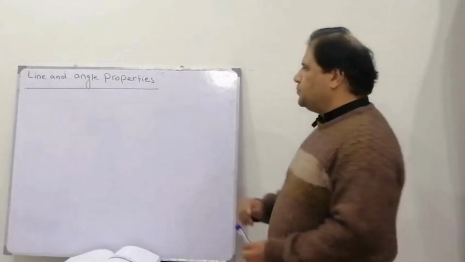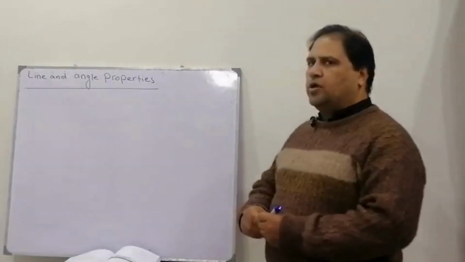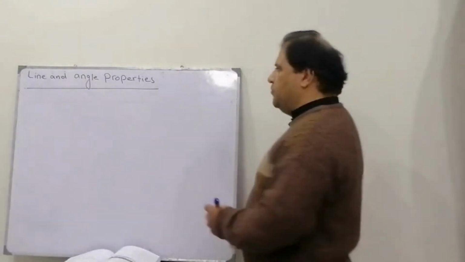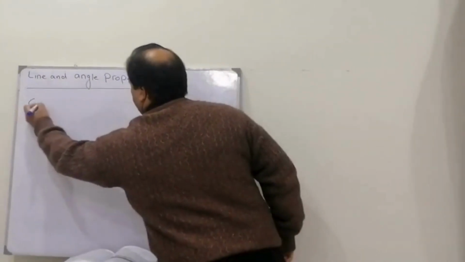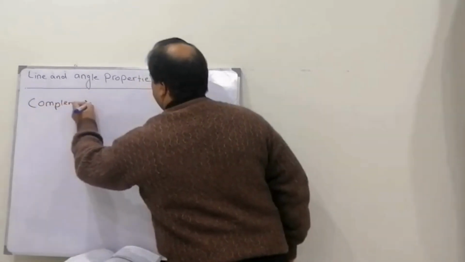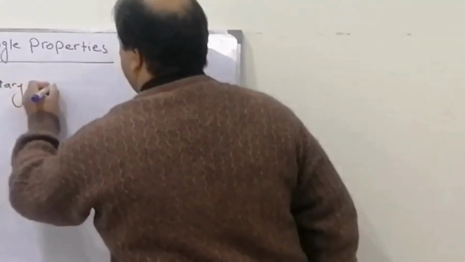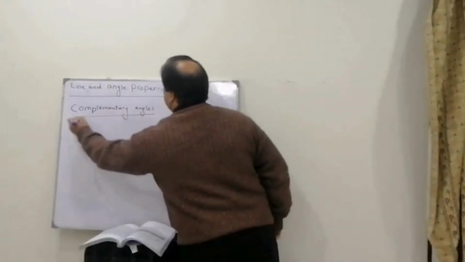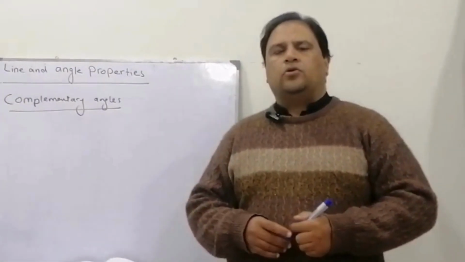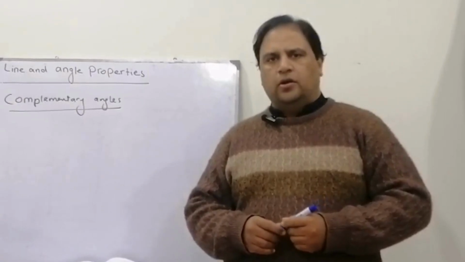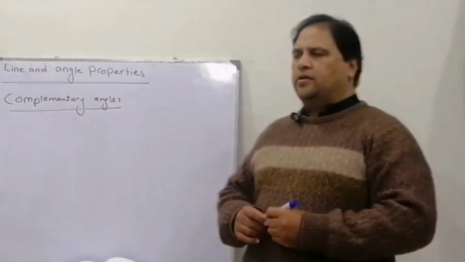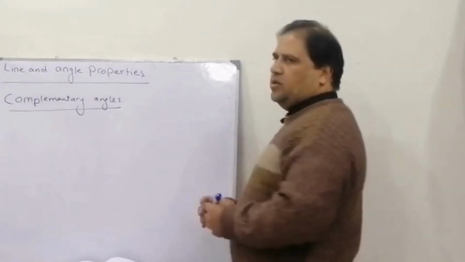The first one, line and angle properties. First we will start with the complementary angles. What are the complementary angles? Complementary angles are those angles whose sum is 90. The measurement of two angles can be different, but the sum of the two angles is always 90 degrees.